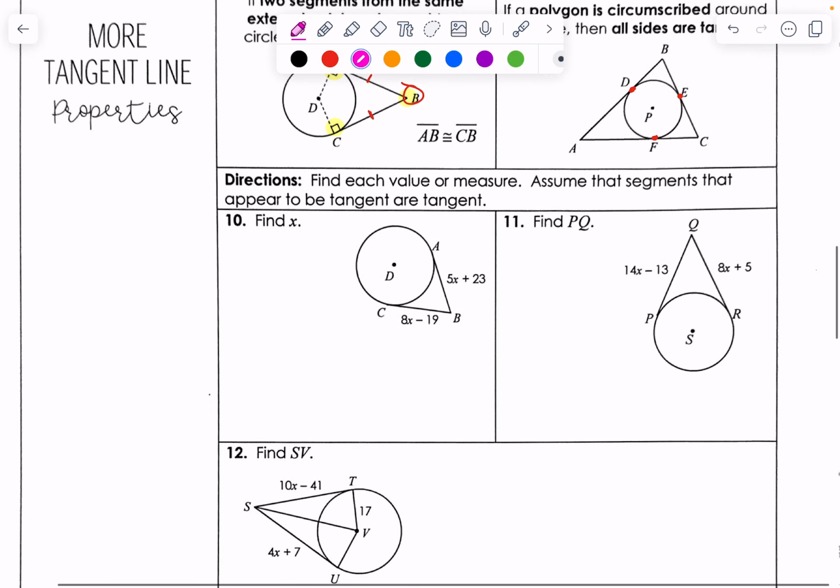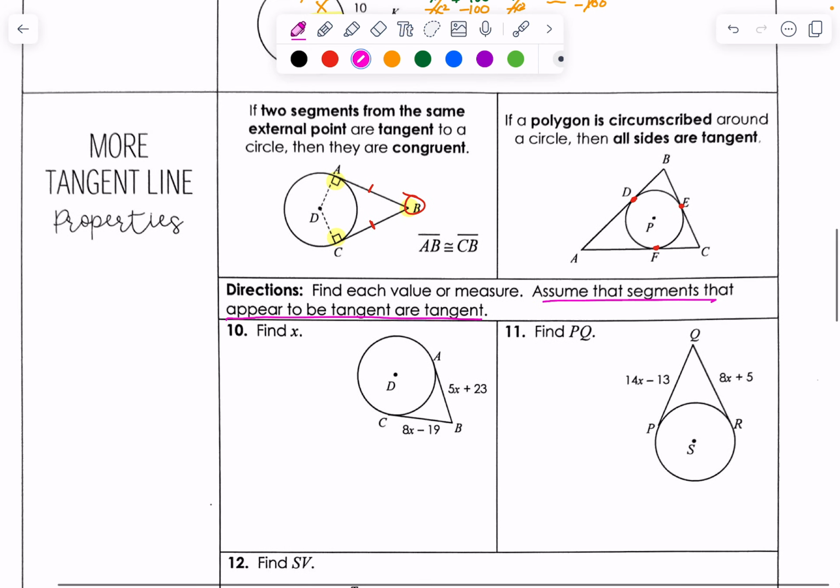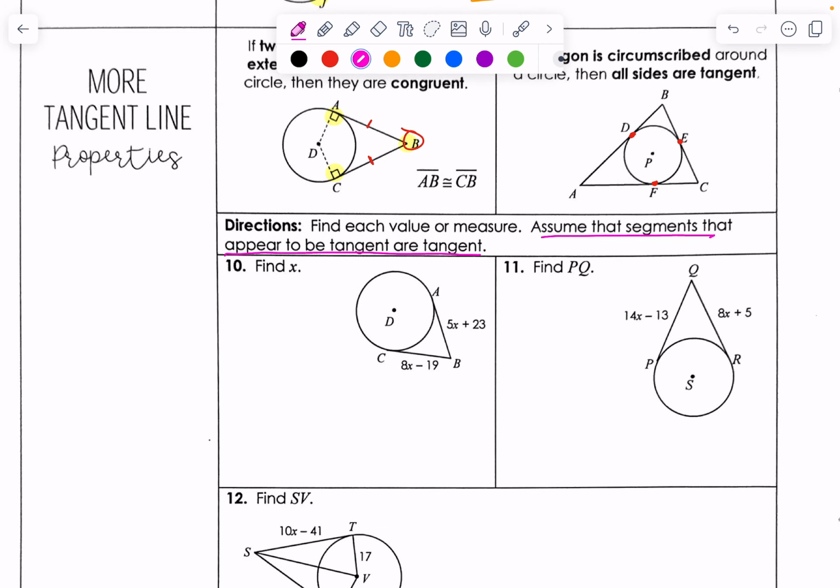Okay? So let's solve these. Assume that segments that appear to be tangent are tangent. You want to look for this kind of direction just because you saw in the first two problems that one of them looked tangent and wasn't. So you want to have somebody tell you in the directions that those lines are tangent so that you can assume these properties. So number 10 looks like the first property. They both have the same external point B, and they both appear to be tangent. That means that 5x plus 23 equals 8x minus 19. These two lines are congruent.